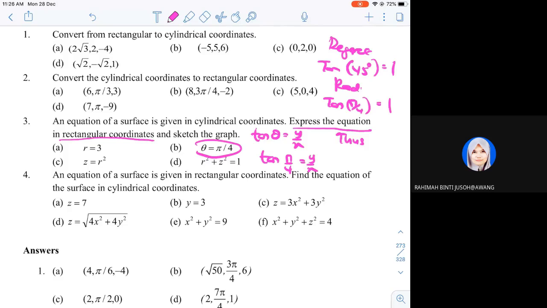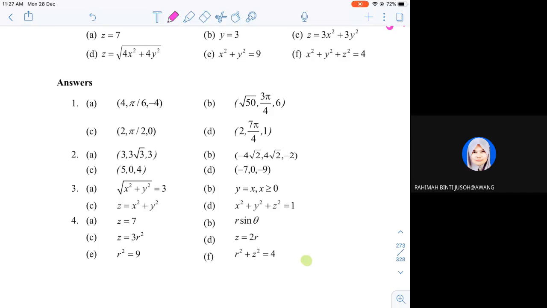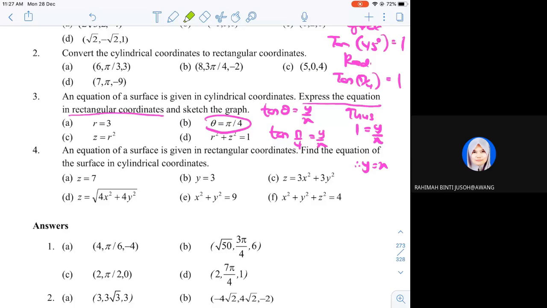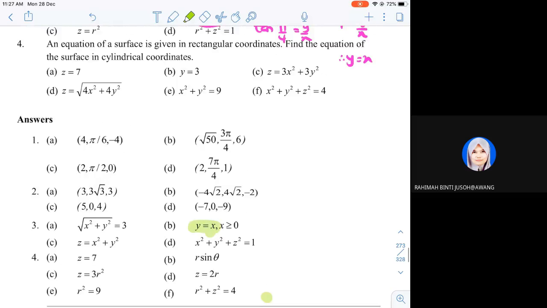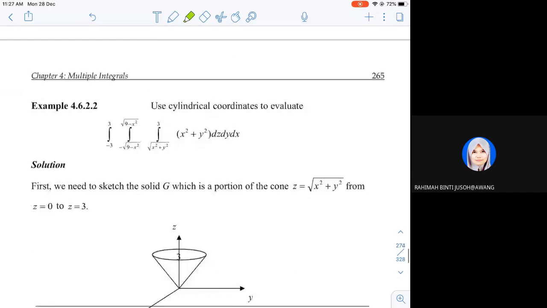So this equals 1, equals y over x. Therefore, if you change the position, you will get y equals x for this question, because it equals 1. 1 equals y over x, therefore y equals x. Right? Question 3b, yes, y equals x. For this one I'm not too bothered because I think you can just use the formula. Just very simple, changing the coordinates.